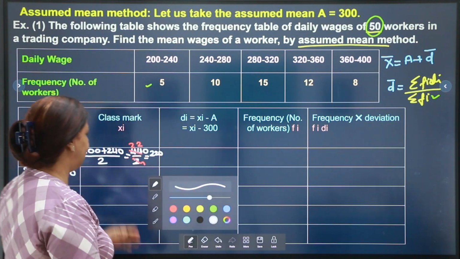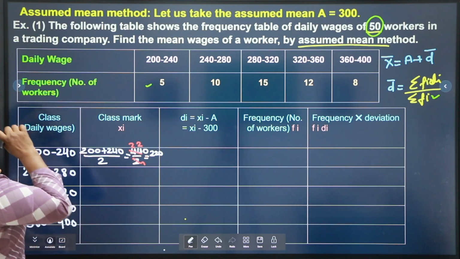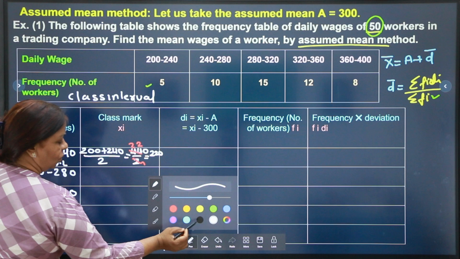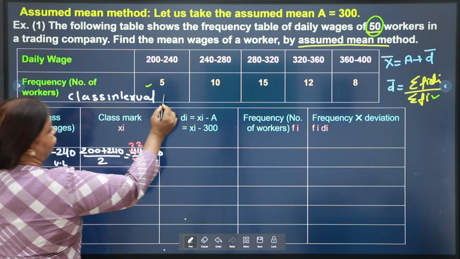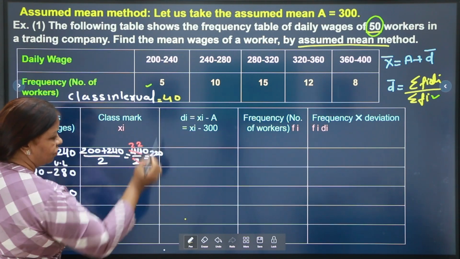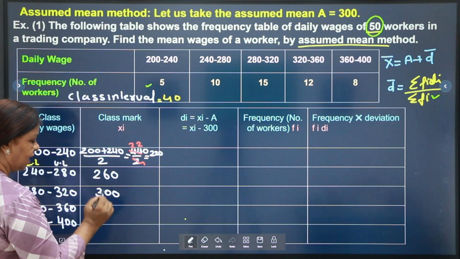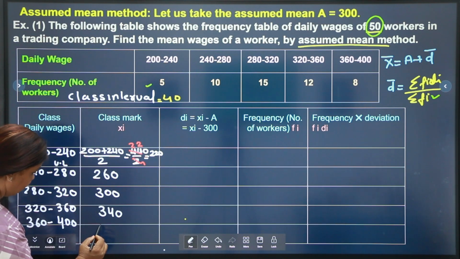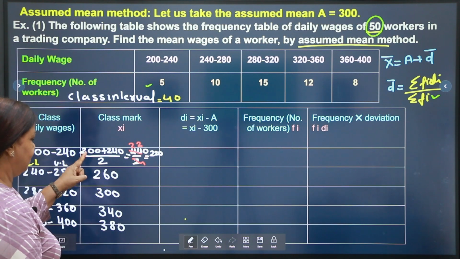For the second class mark, a direct method we can use. You have to add the class interval to 220. And how to get that class interval? Upper limit minus lower limit. This is your lower limit. 280 minus 240 is going to be 40. So class interval is 40. So 220 plus 40 is going to be 260. 260 plus 40 is going to be 300. 300 plus 40 is going to be 340. 340 plus 40 is going to be 380. So this is the Xi, the class mark.